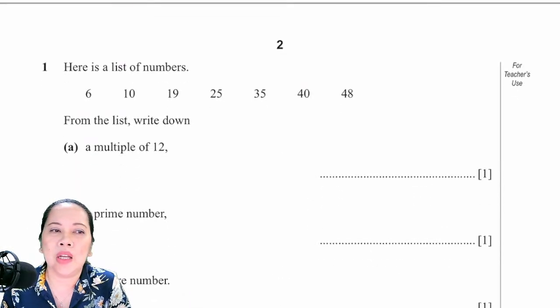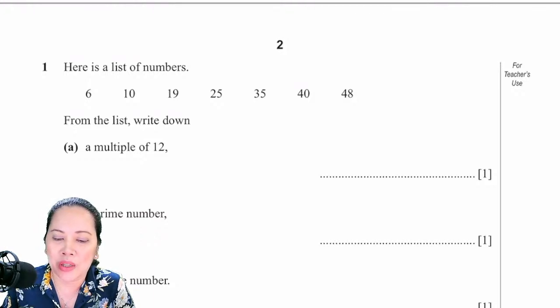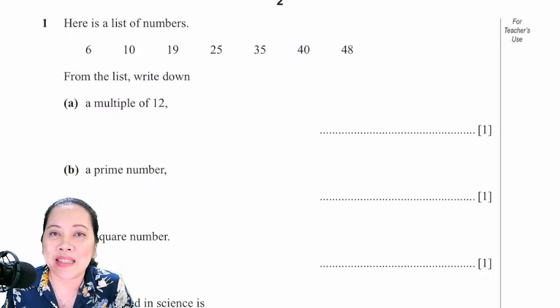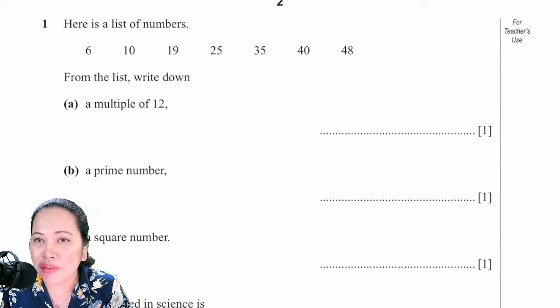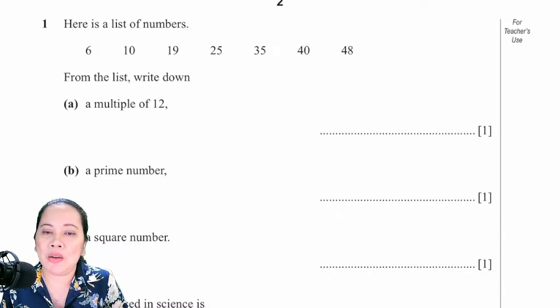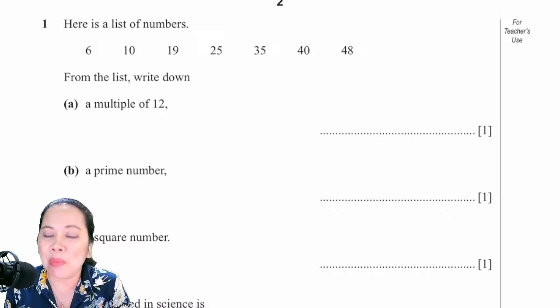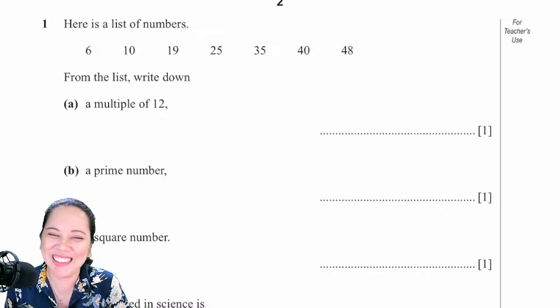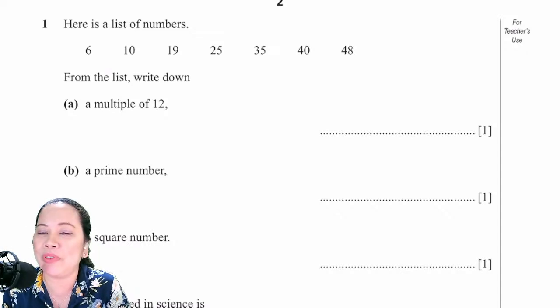All right. The first question has a list of numbers: 6, 10, 19, 25, 35, 40, and 48. You are asked to write down, from the list, a multiple of 12. So, how do we answer this type of question?